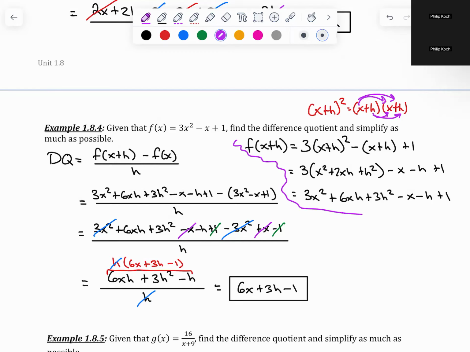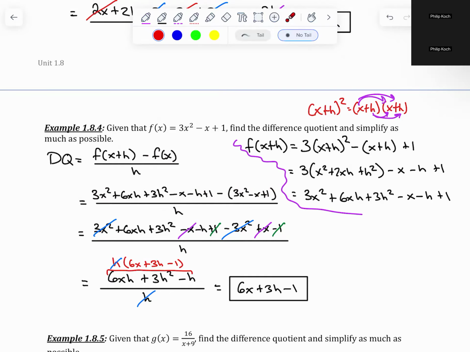I replace f of x plus h with what it is, which is that long monstrosity here. And then minus f of x, which is 3x squared minus x plus 1. I need to distribute that minus sign in. That's where I get this minus 3x squared, this plus x, and this minus 1. The rest of it was just where it already was.